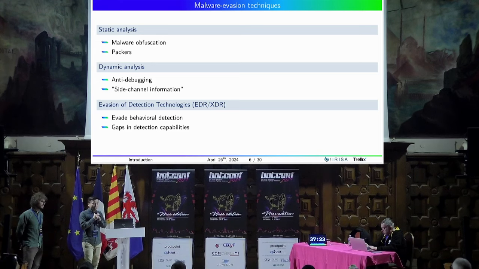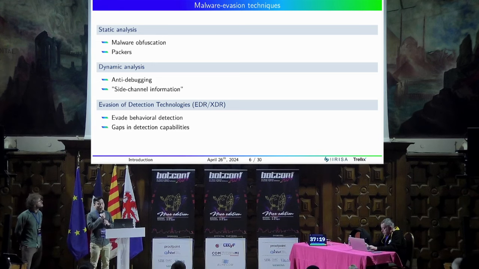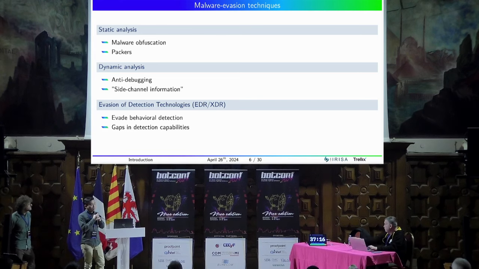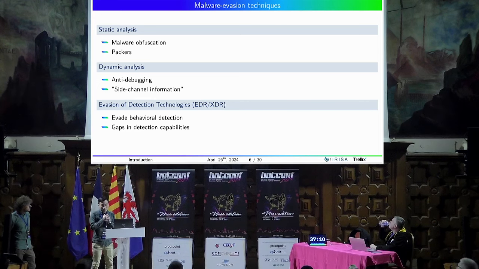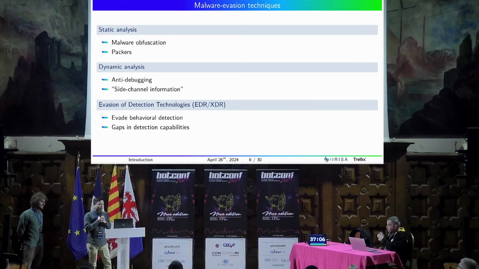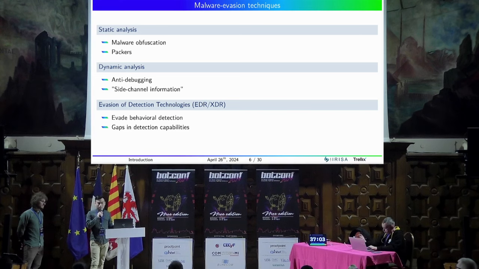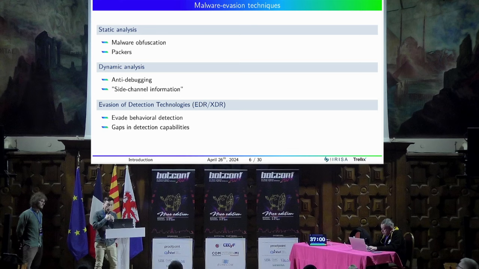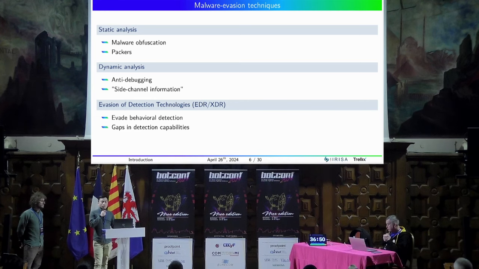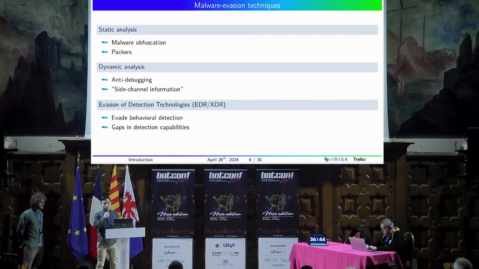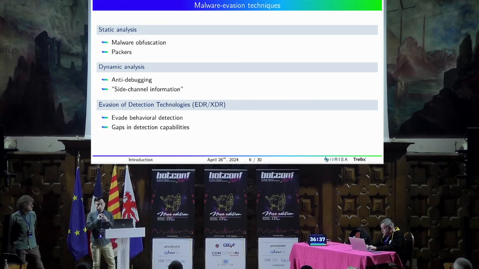However, there are malware evasion techniques. For example, for static analysis, in yesterday's talk we saw more than 500 kilobytes of bytecode put into one function using control flow flattening. Those are malware obfuscations, and malware packers can also evade static analysis. For dynamic analysis, we have anti-debugging and anti-sandbox, and in our research we saw a technique using side channel information, where the malware tries to read sensors, for example the CPU temperature or the computer's fan, just to answer whether it is running inside a sandbox or on a normal computer.